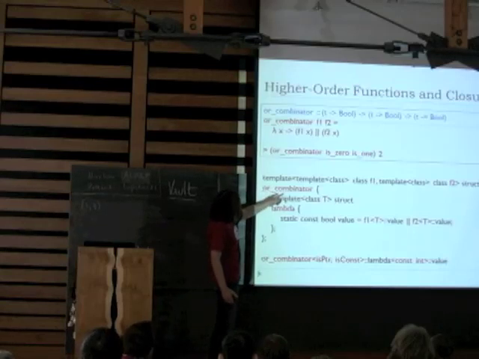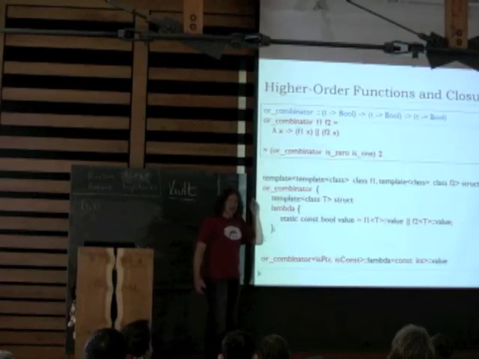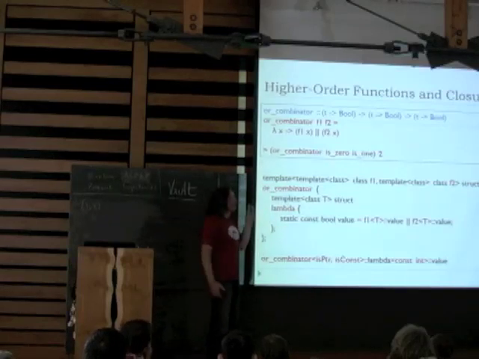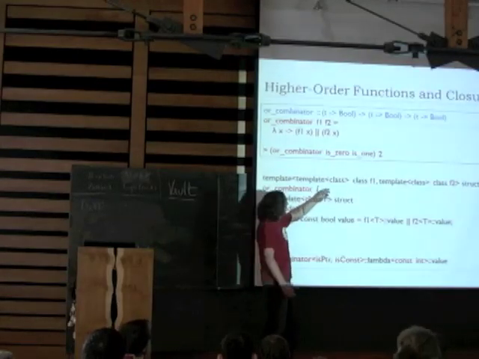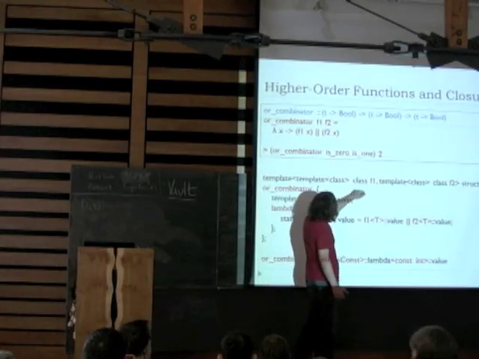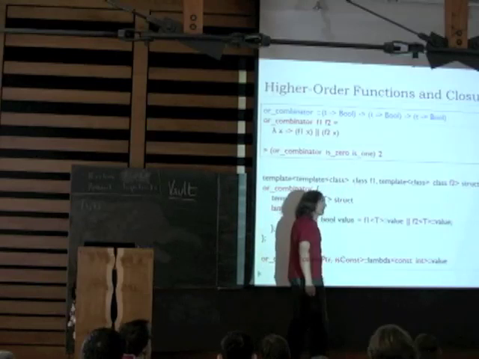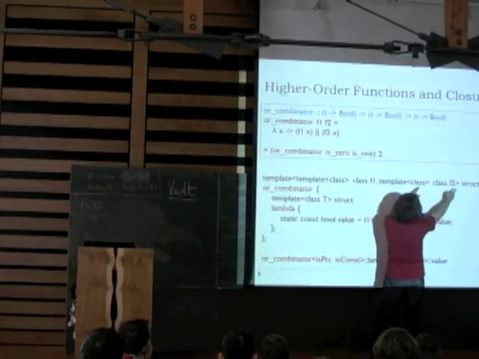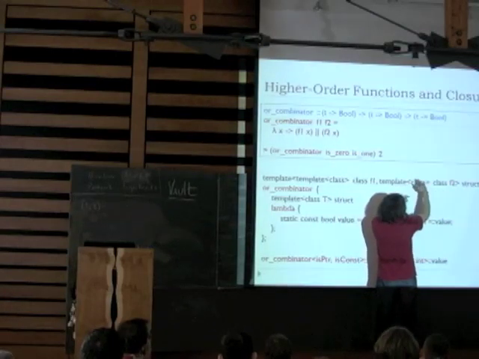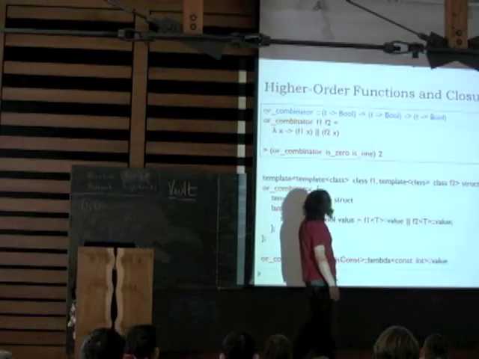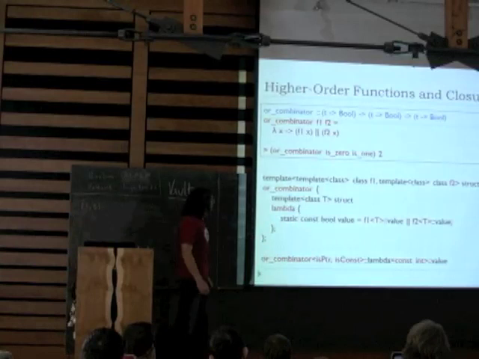So I have to pass functions here, right? So here I will have to pass meta functions. What are meta functions? Meta functions are template parameters. So I'm passing a meta function F1, which takes some type, and another meta function called F2, which is a template that takes something and returns something else. So these are my meta functions as arguments to another meta function.